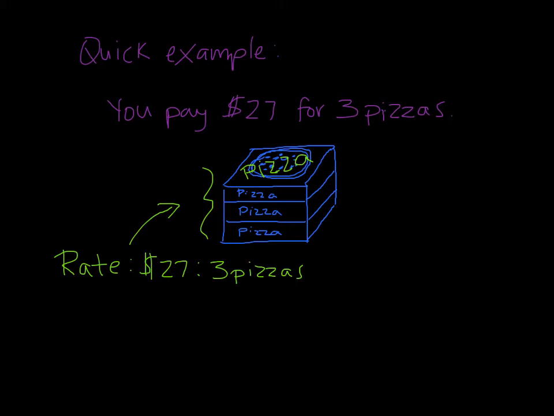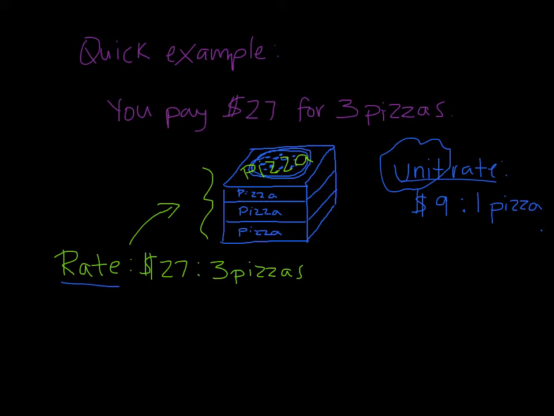And then my unit rate, there we go, would be $9 to 1 pizza. So that kind of gives you an example of what a rate and what a unit rate means. Unit rate meaning, if you think about the word unit, it means 1. So we're making the ratio that's representing one of the units, and when we're talking about units, we're talking about how many pizzas we have.